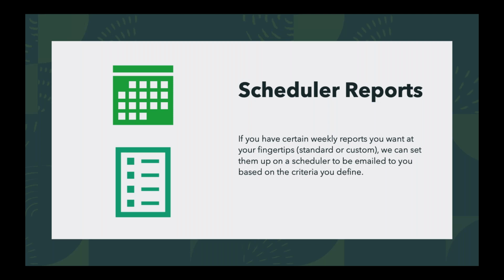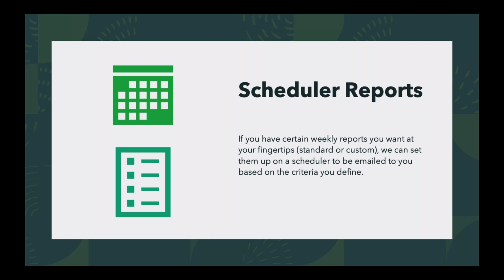So for example, if you wanted to receive an orientation report of everybody scheduled for orientation in a certain date range, we can set that up and have it scheduled to drop in your email box Monday morning when you come into work. So then you have that list already available to you in your email when you show up on Monday morning.